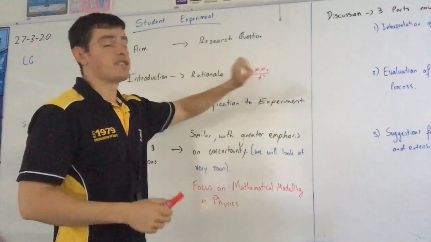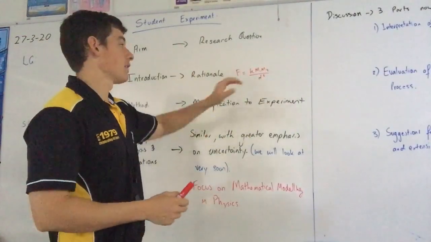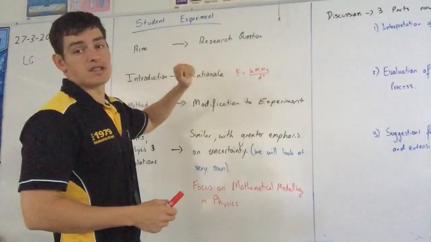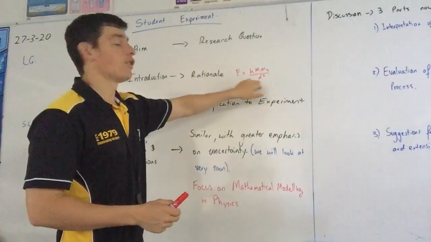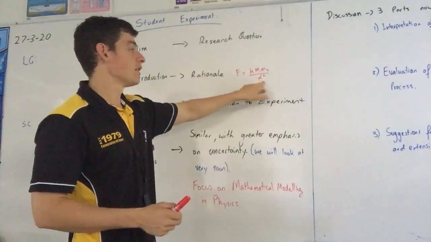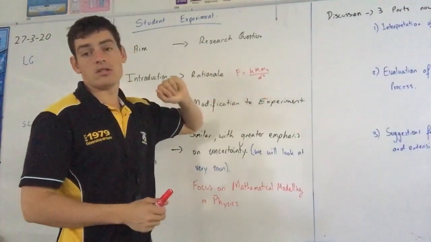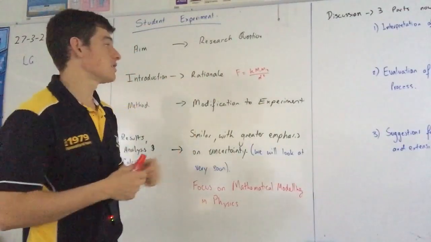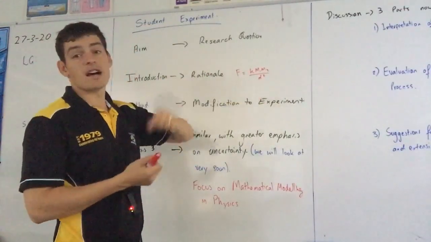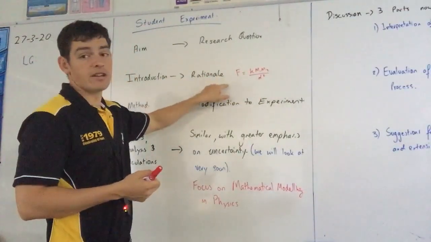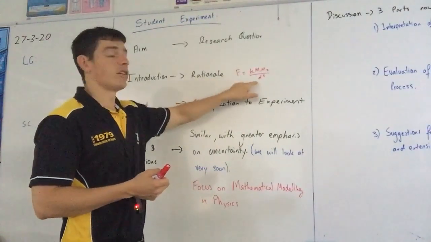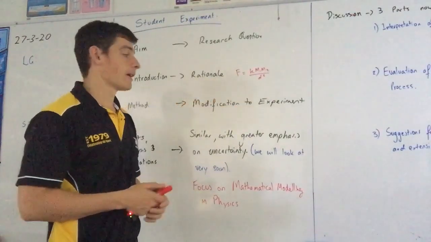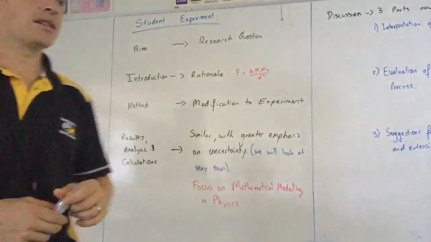So if I was increasing the mass, I would expect that as mass goes up, force goes up linearly. If I was adjusting the distance, if I was increasing the distance, then I'd expect as distance goes up, my force goes down at a rate of 1 over distance squared. Okay, so that's what I'd be expecting.